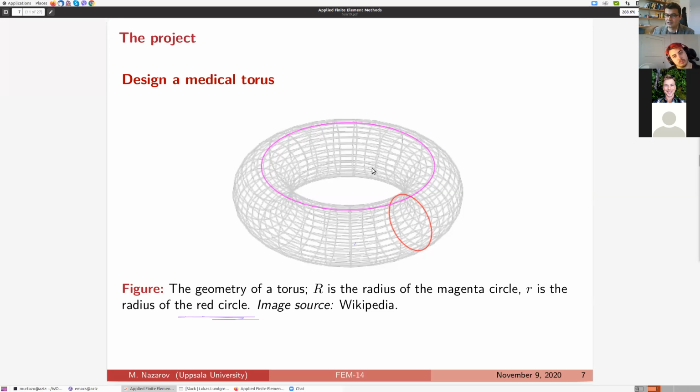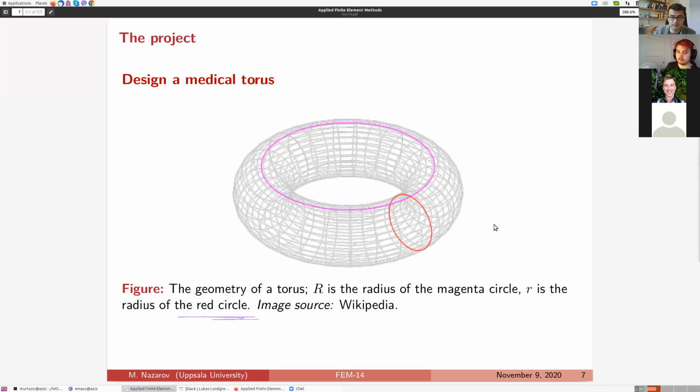Inside this ring, they put some concentration of some medicine, and they put it in the body, and over time the medicine is released to the body. Depending on the little radius, the thickness of this torus, and the big radius, the size of the torus, and also the concentration of the medicine inside, the amount of medicine or hormone will be released at different rates.